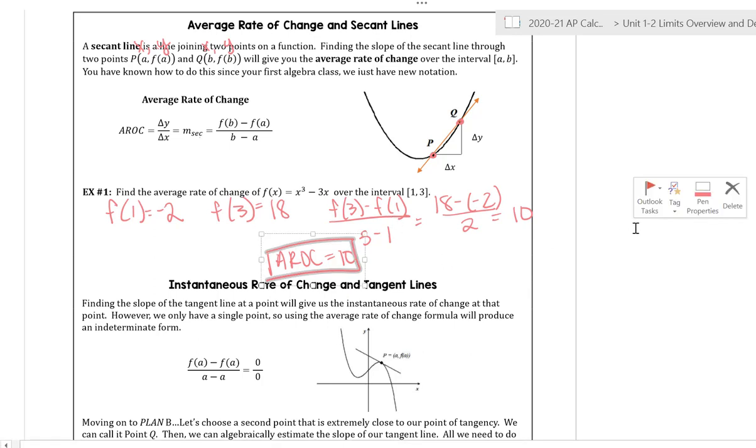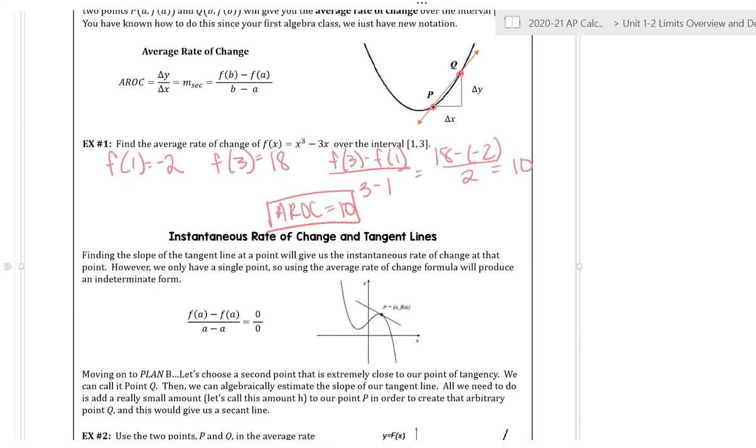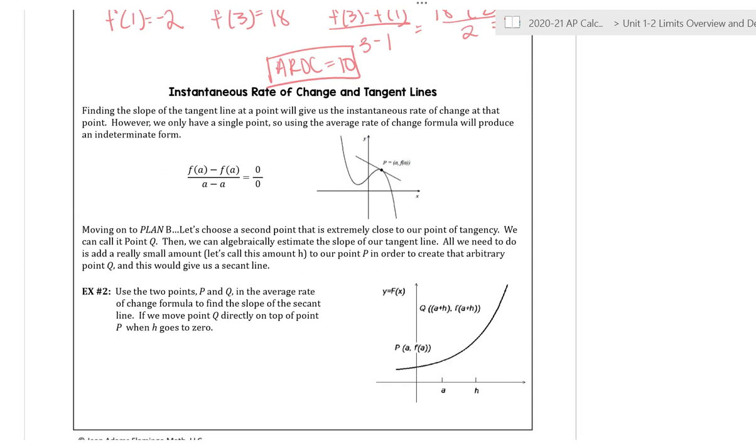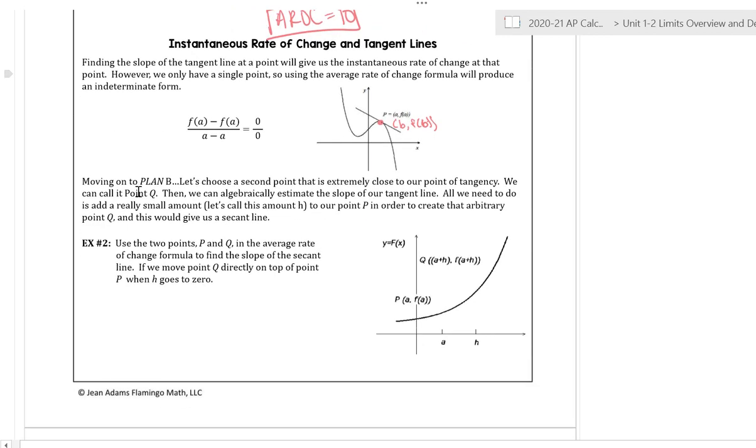So let's take this idea of average rate of change and apply it. How can I use my knowledge of average rate of change and convert it into instantaneous rate of change? In my brain, I start thinking, let's try to make this into 2 points. But if these 2 points lie exactly here, so let's say I also have B and f of B, and f of A and f of B are the exact same, we only have a single point, so my average rate of change formula will produce an indeterminate form, and it's going to be useless. So let's do plan B.